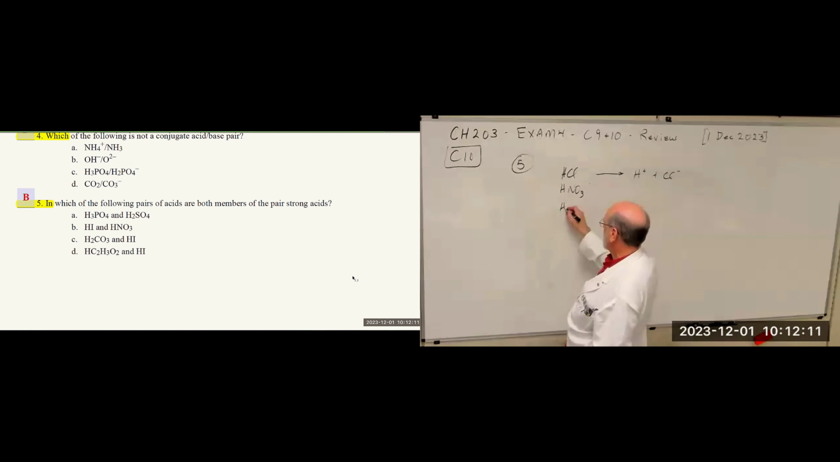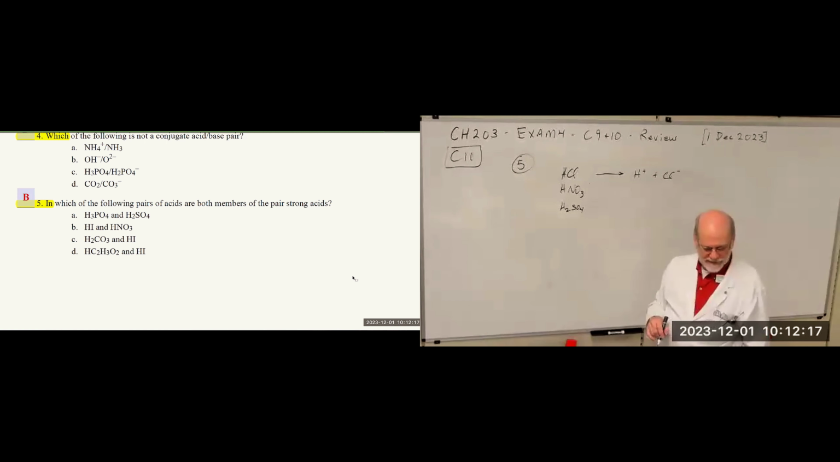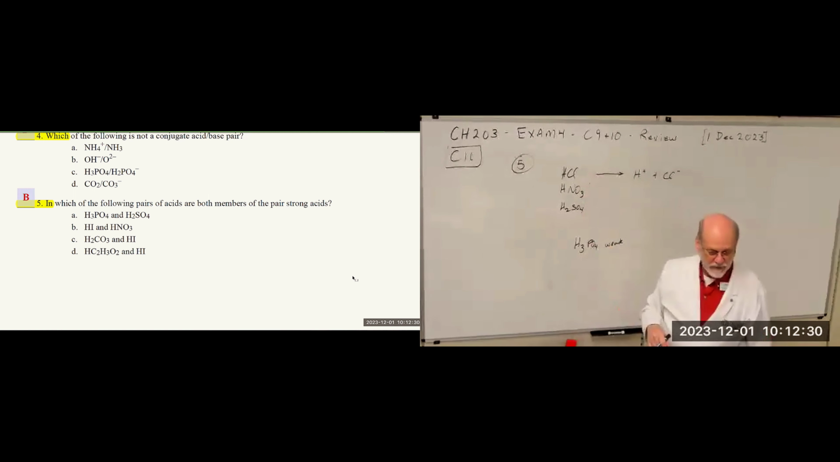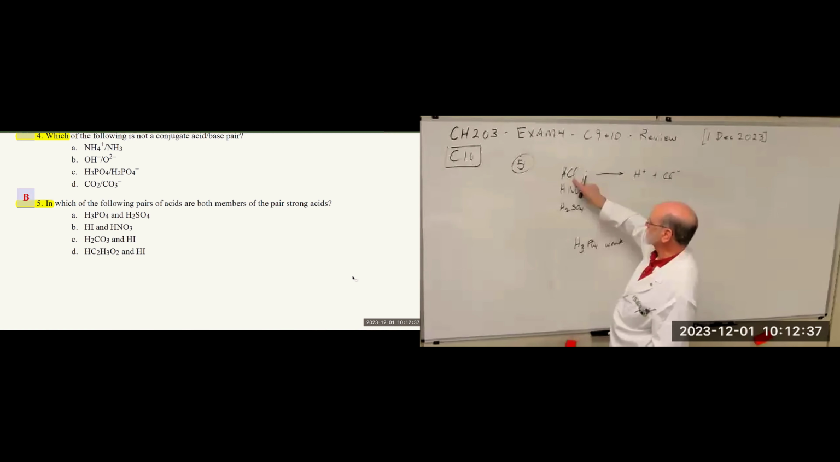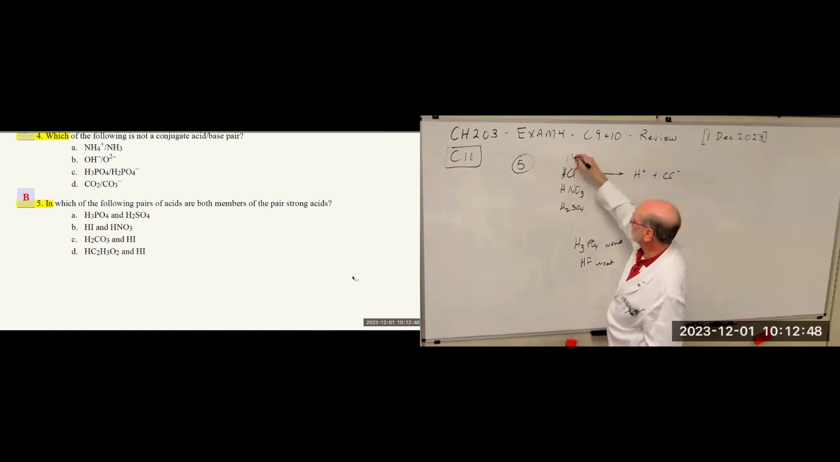What's another one? H2SO4 is another one. Let's see, which of the following are both strong? H3PO4 is weak. Phosphoric acid, that's a weak acid. These are all strong, so A can't be it. Hydrogen iodide, I left that one out. All of the halogen acids are strong, except for HF. HF is weak. So that one would be strong.